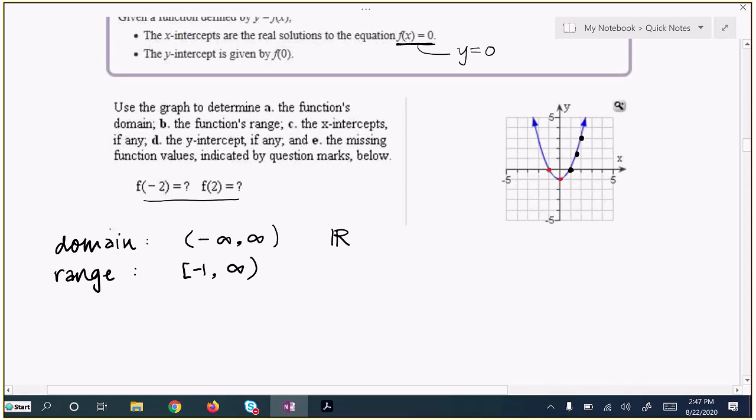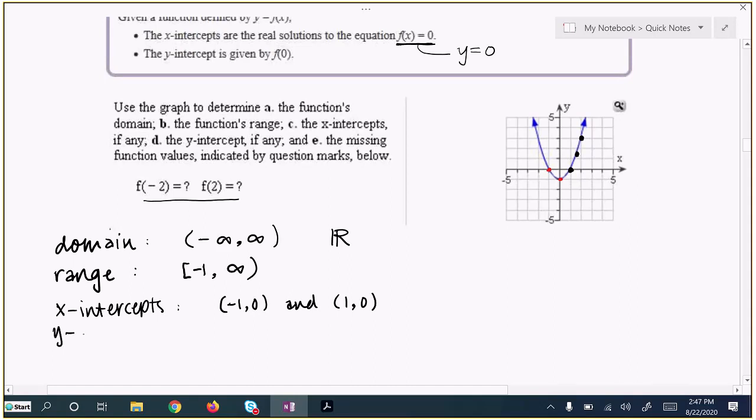Then the x-intercepts. We talked about this is where the function crosses the x-axis. So the x-intercepts occur when x is equal to 1 and x is equal to -1. But we want to remember that when we're talking about x-intercepts, we're talking about ordered pairs. So we want to write them as ordered pairs. So we have x equals -1 and y is 0. We have x is +1 and y is 0.